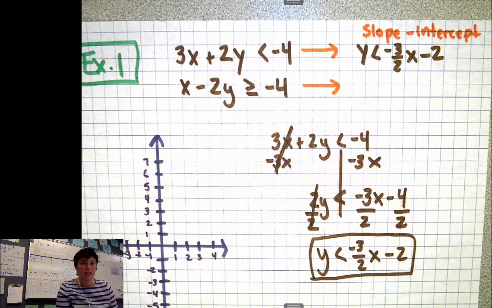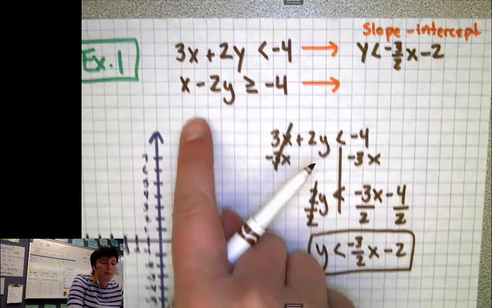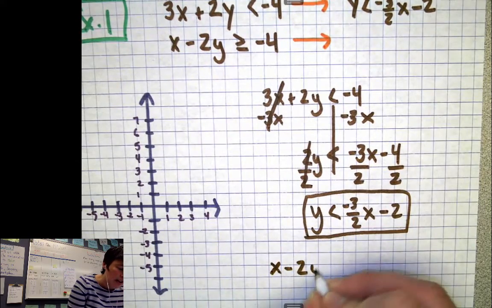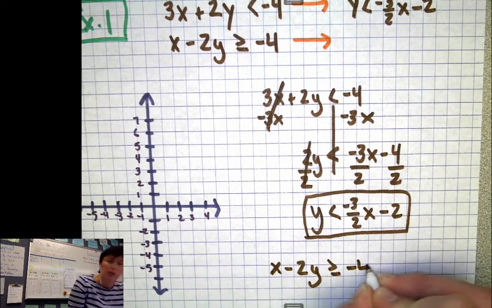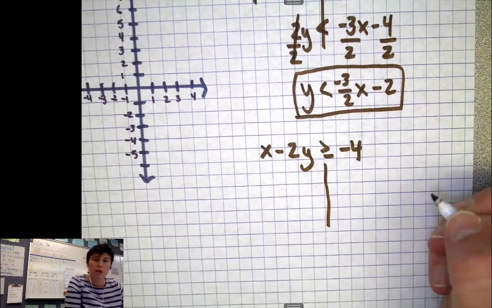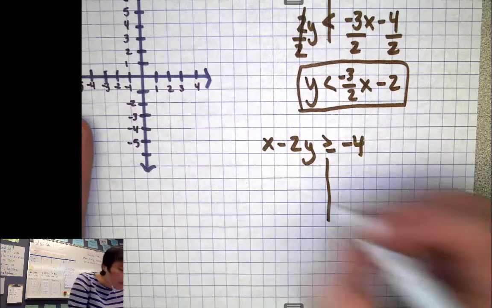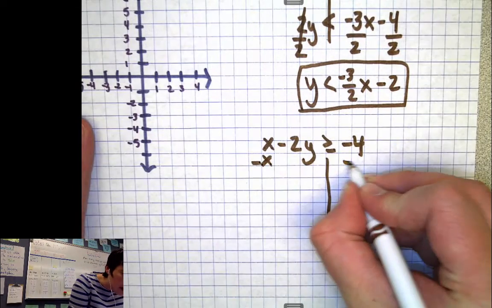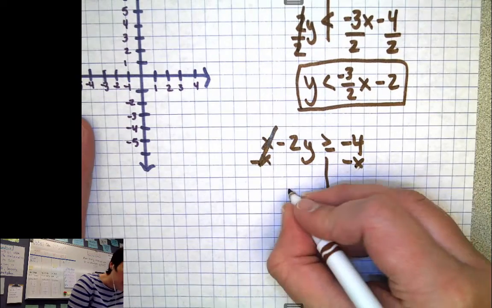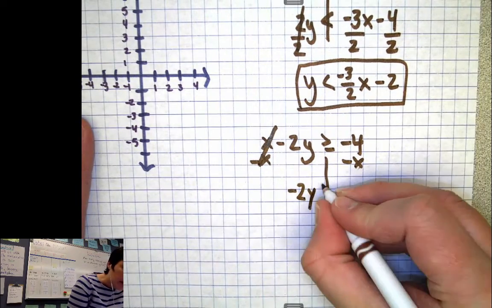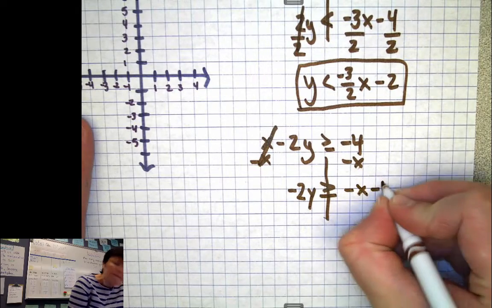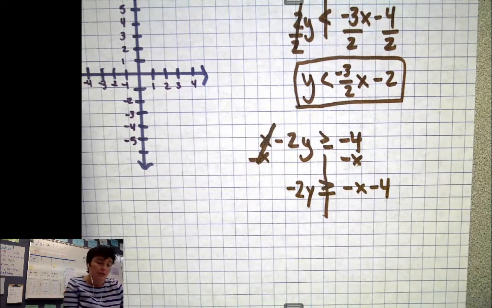Now let's rewrite the second equation, which was x minus 2y. I'll write that here: x minus 2y is greater than or equal to negative 4. Same strategy. We put the line down the inequality. We are going to isolate y by itself, so we're going to take that x away first. When I do so, I still have a minus 2y. It's greater than or equal to negative x minus 4. Now I'm going to divide that negative 2 away.